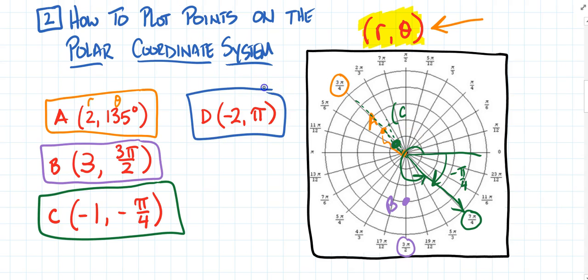Okay, and lastly, let's go to point D here, which is going to be pi and negative 2. Same difference, so let's go to pi. Here's my pi, and normally I would draw my radius out this way, but instead, because my r is negative, I'm going to go 2 units in the opposite direction, and that's going to be point D right there. Hopefully that made sense to you.